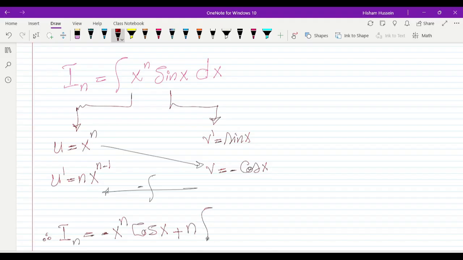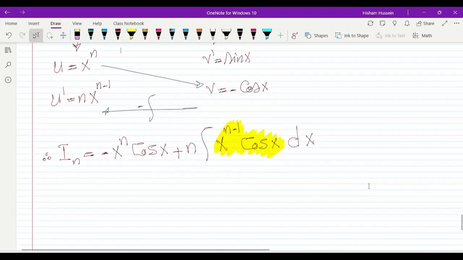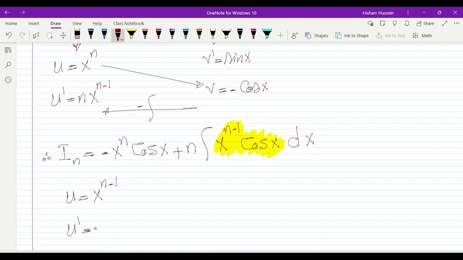N is constant, factor it out: x to the power n minus 1 times cosine x dx. Still here we have x to the power n minus 1, but multiplied by cosine x, which is not the same as the main integral, x to the power n sine x. So do another step of integration by parts. The same, u is x to the power n minus 1, so u dash will be n minus 1 times x to the power n minus 2. V dash is cosine x, so v is sine x.